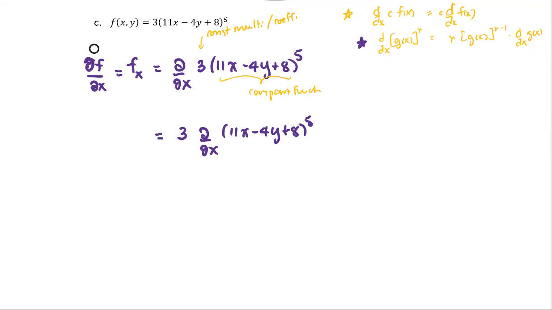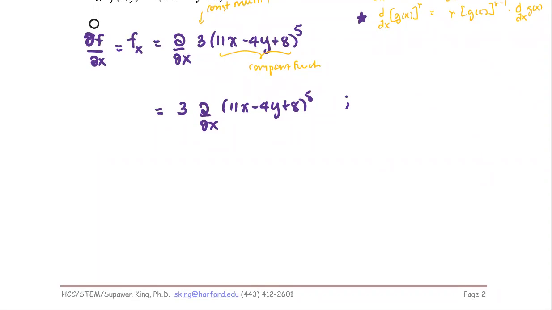Follow the general power rule, since the r is 5. And the g(x), this time is not just x, it's x and y. g(x,y) is 11x minus 4y plus 8. Now we follow by the partial derivative of the inner function with respect to x. Keep an eye on this. The partial derivative of the inner function with respect to x is 11, and we treat the other terms as constants. So this is just the first round for the partial derivative with respect to x.